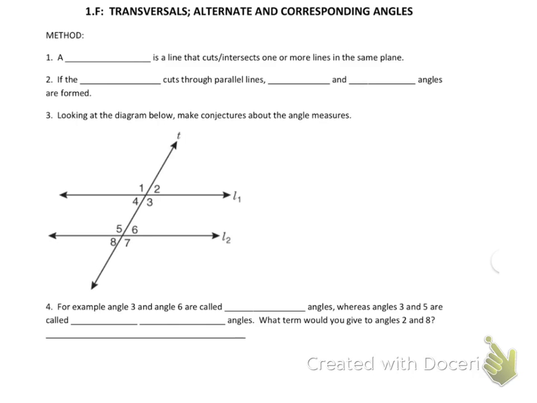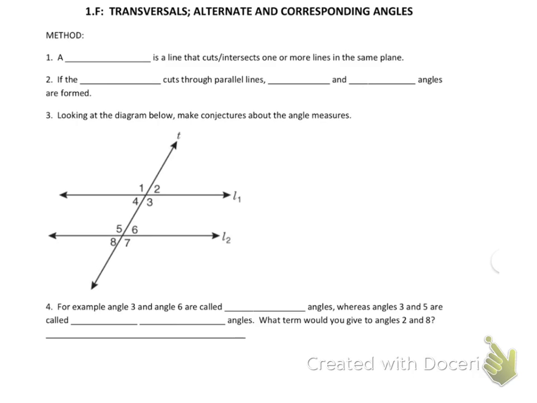Now we're going to talk about transversals, alternate, and corresponding angles. Remember that. Now, this is the whole zigzag parallel line stuff, guys. We should like these because a lot of things are equal. A transversal is a line that cuts or intersects one or more lines in the same plane, basically on the same piece of paper, on the same board.